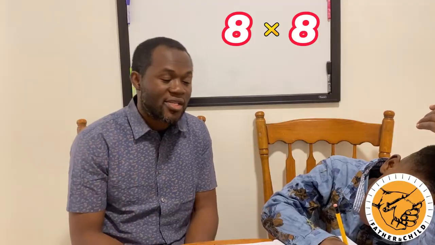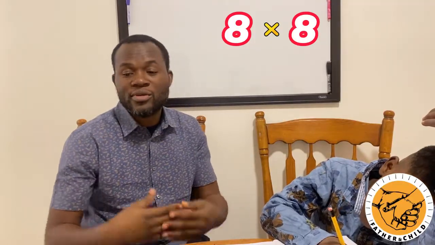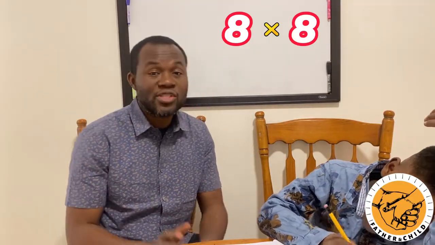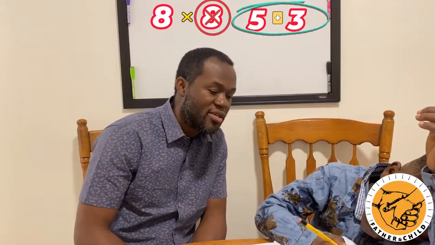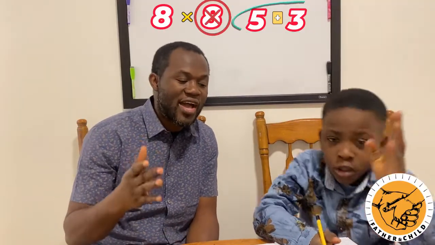Okay, let's try one more before we end the class. 8 multiplied by 8. Can we solve that together? Now they are both the same number, so just choose one and break it down into two small numbers. And remember, one of the numbers usually will be 5 because the multiples of 5 are very easy to remember. If you break 8 down, it's going to give you 5 and 3.